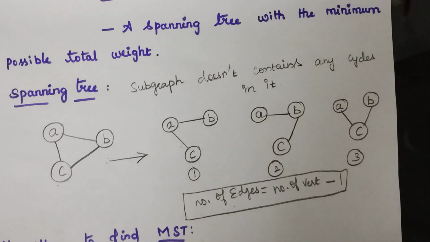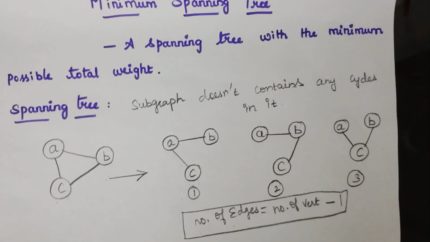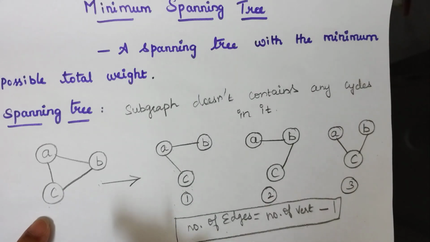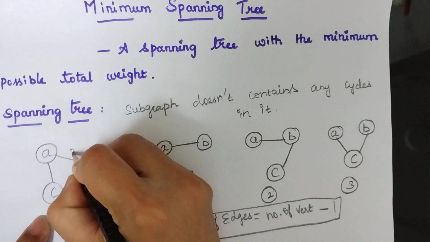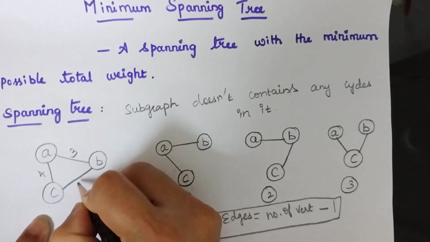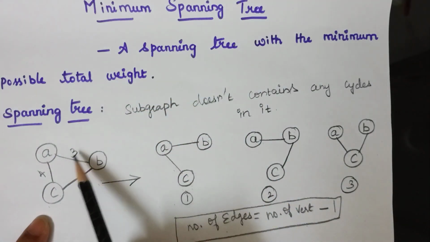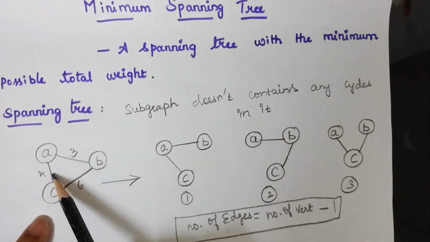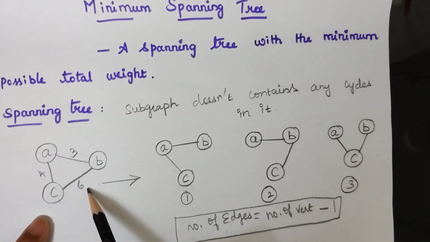Now coming to the minimum spanning tree. How do we find it? See, this graph is actually an unweighted graph. What if this graph has some weights like this? This is the graph which has weights on the edges. This edge has the weight 3, this edge has a weight 4, and this edge has weight 6.